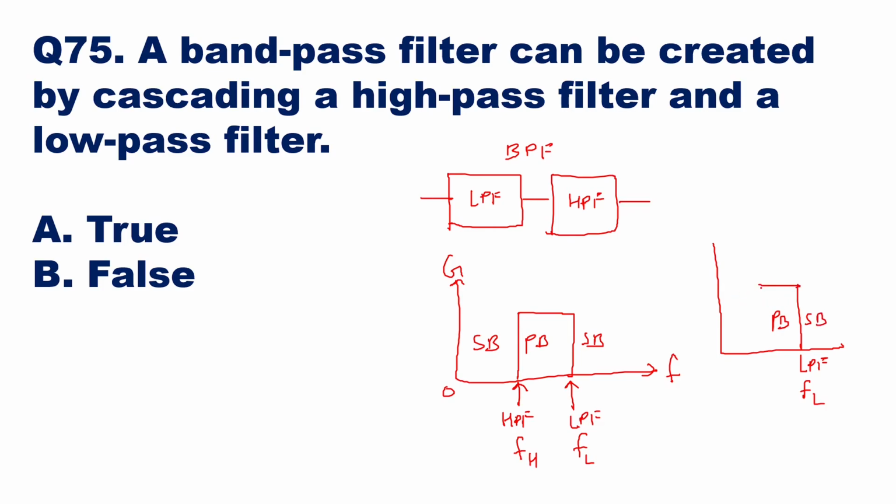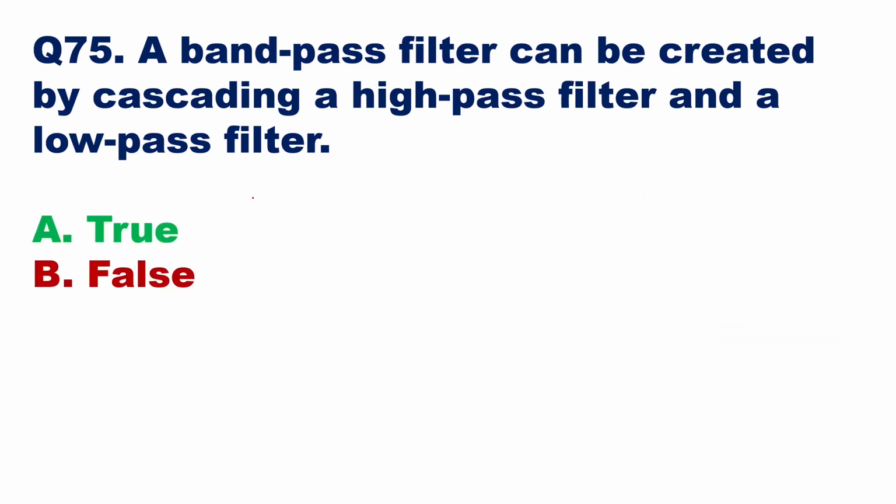Then, here you can use a high pass filter. After the cutoff frequency, it will stop here and pass here, and this will have your cutoff frequency for the high pass filter. So if you have a low pass filter and a high pass filter in series, you can form a band pass filter. So this option is true. Option A is the right answer: by cascading a high pass filter and a low pass filter, you can build up a band pass filter.